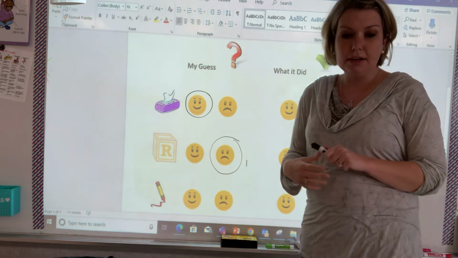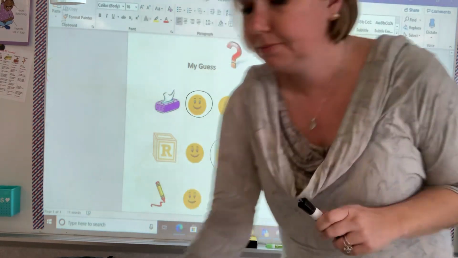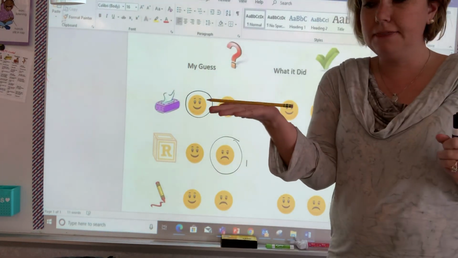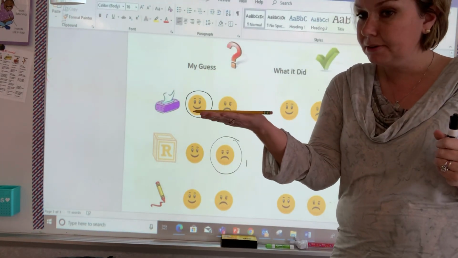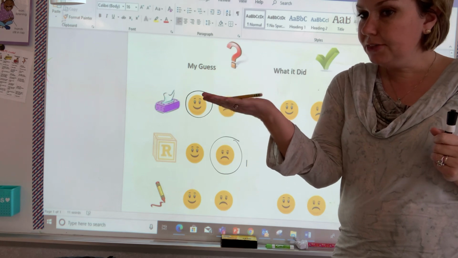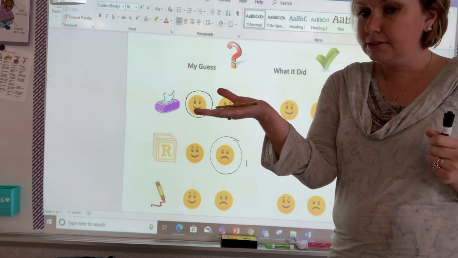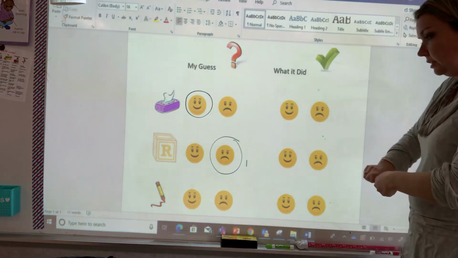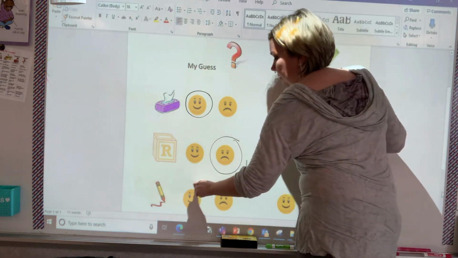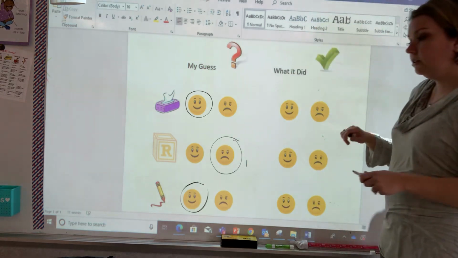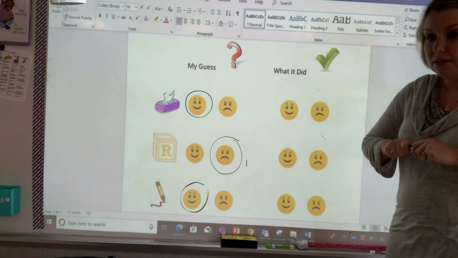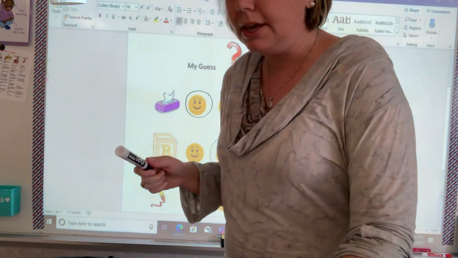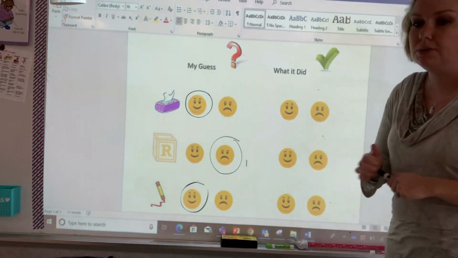Underneath it a crayon or a pencil. Hold it in your hand. Think about the shape. If you think the wind could blow this, circle a smiley. If you think the wind could not blow it, you can circle a frowny. There's no right or wrong answer. It's only what you think.